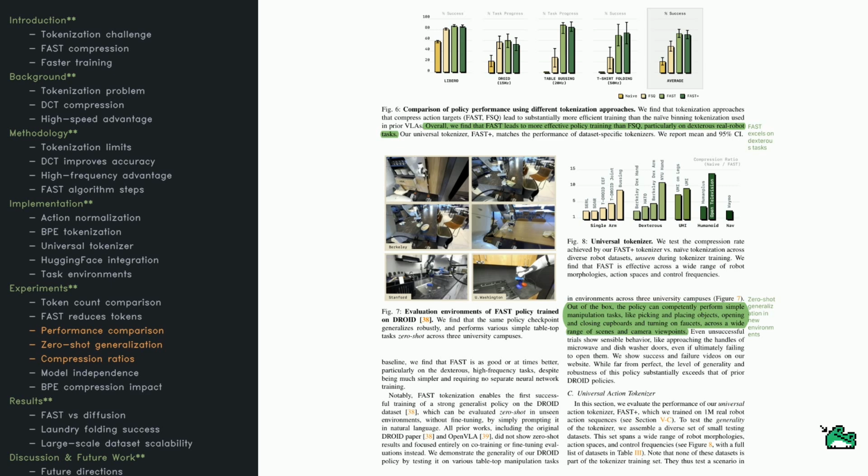Then, check out Figure 8. It compares compression ratios for FAST+ on various robot datasets. Whether it's single-arm tasks, bimanual actions, dexterous hands, or humanoids, you still get solid compression. Fewer tokens, but without losing critical motion details. In other words, FAST isn't just good. It's good everywhere it's tested, adapting well to different tasks and setups.